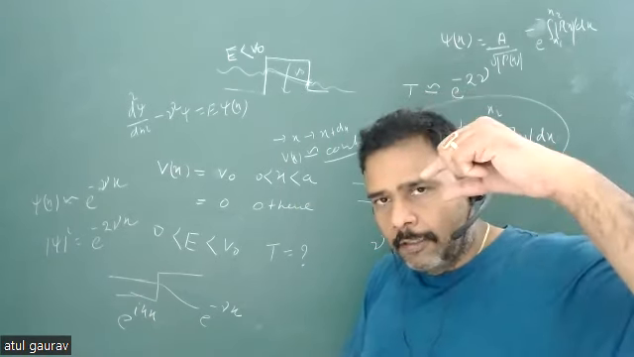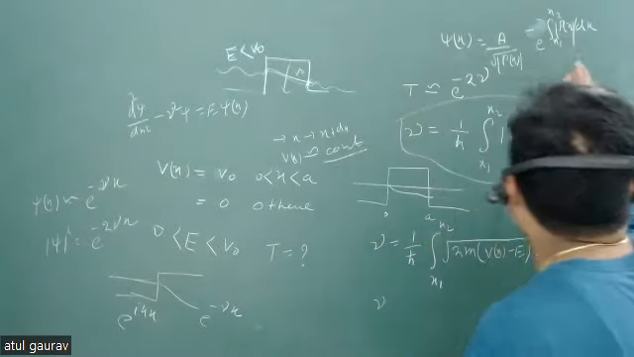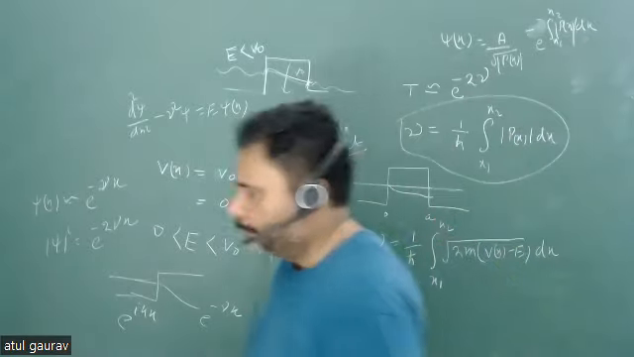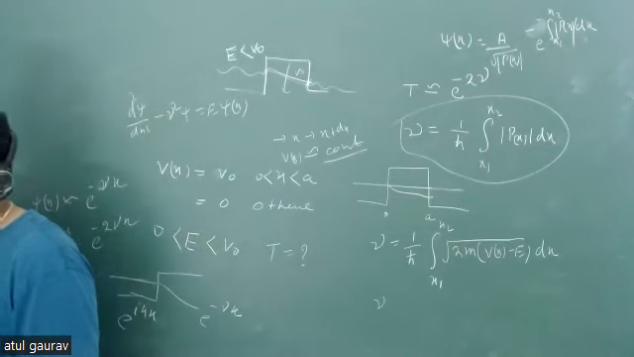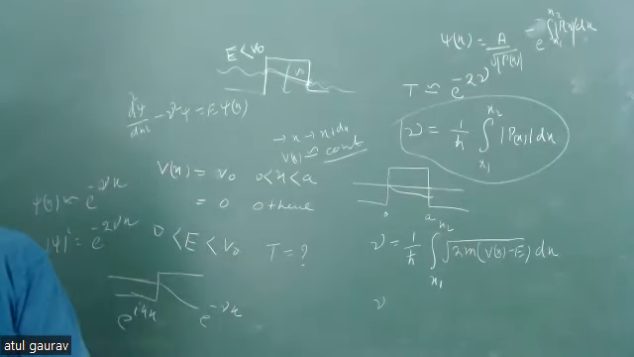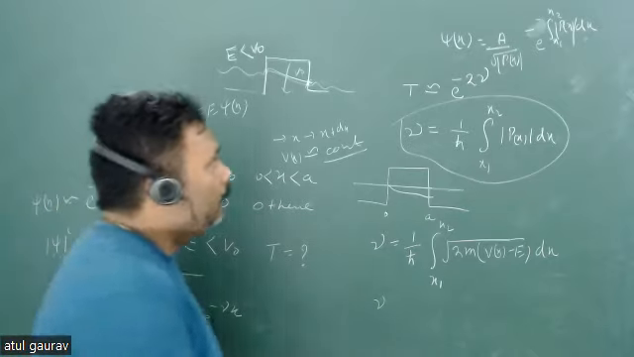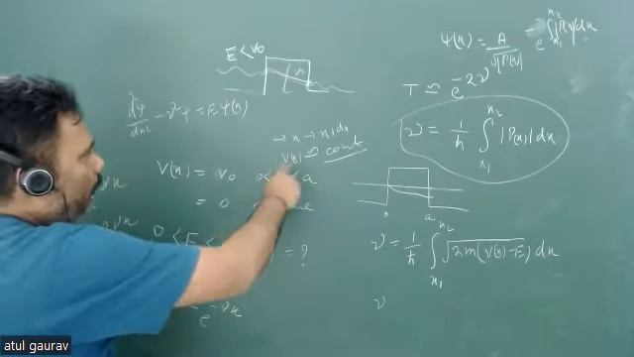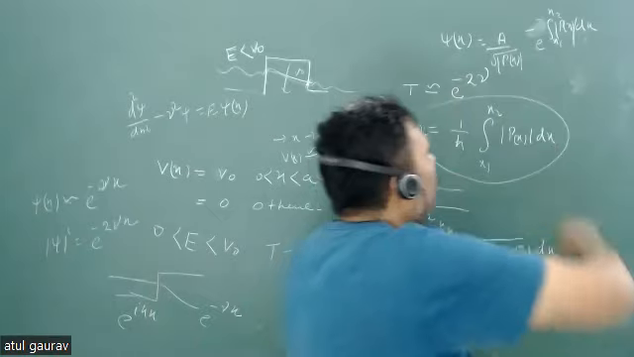And you are just working into that particular region. So why we have dx here? Clear है ये? And why in the tunneling probability, why 2 factor is there? Because your wave function is something like this.